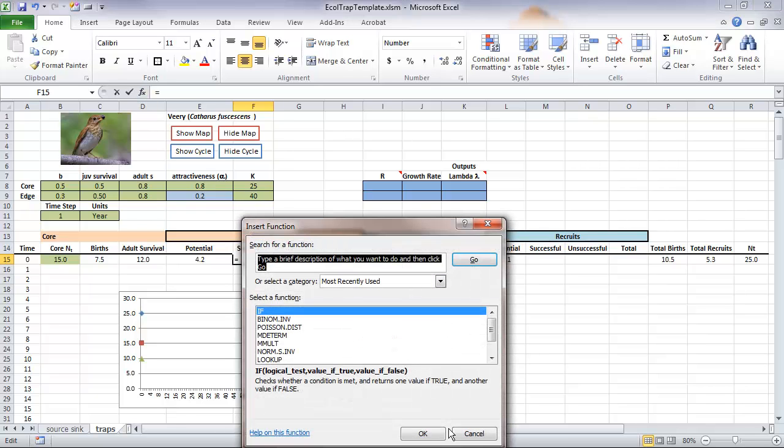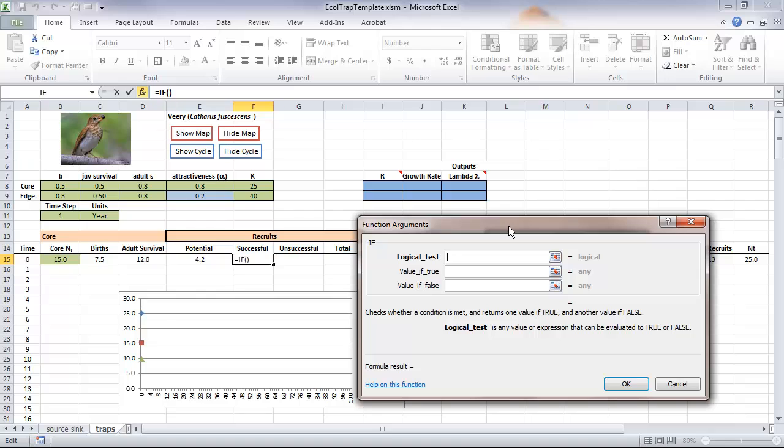We'll use an IF function. The IF function has 3 arguments. The first argument is the logical test. The second argument is what you want the spreadsheet to return if the logical test is true. And the third argument is what you want the spreadsheet to return if the logical test is false. Here we want to know how many recruits would be successful.